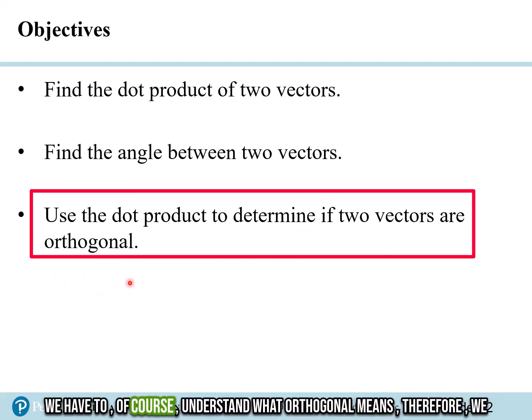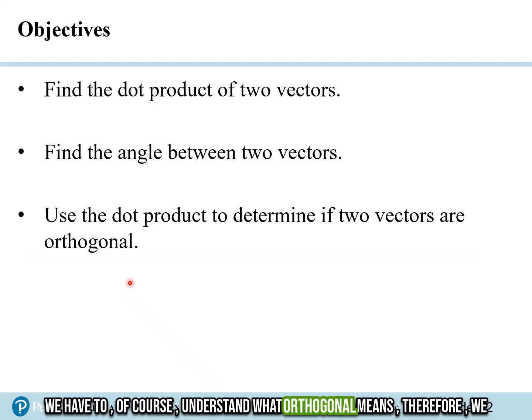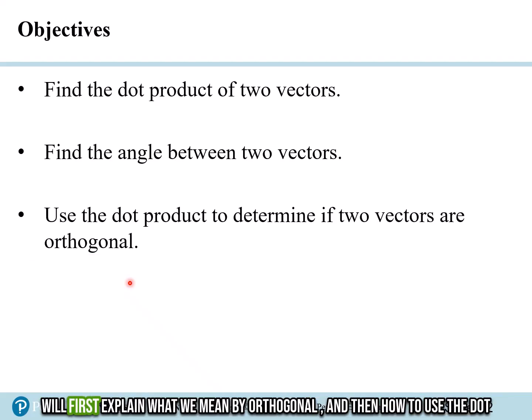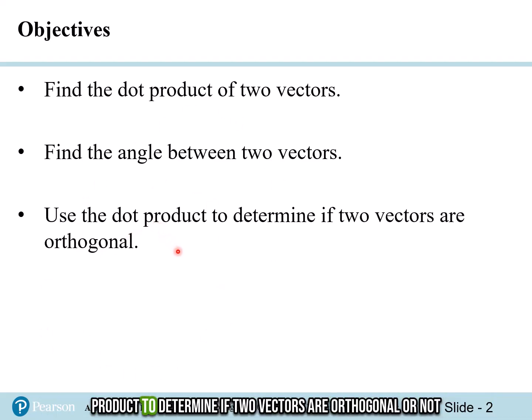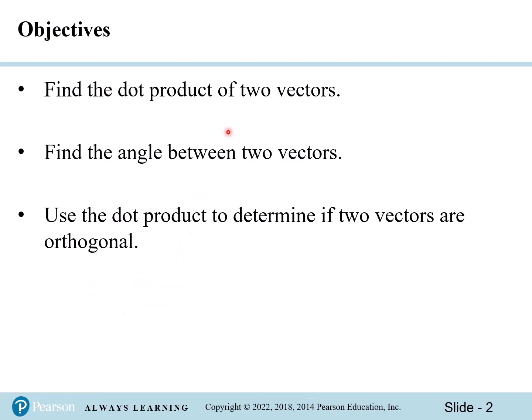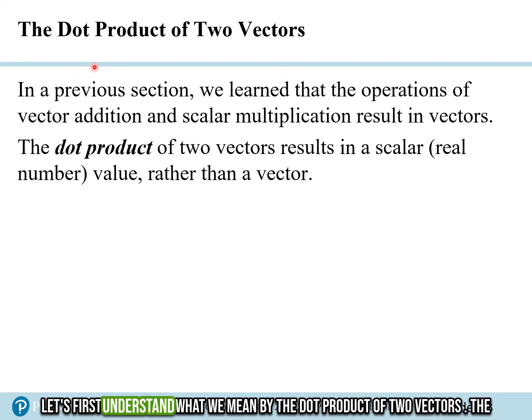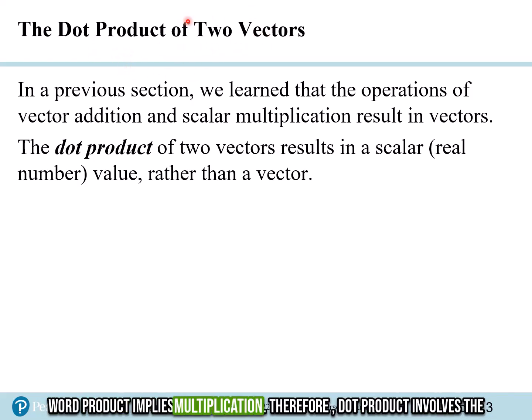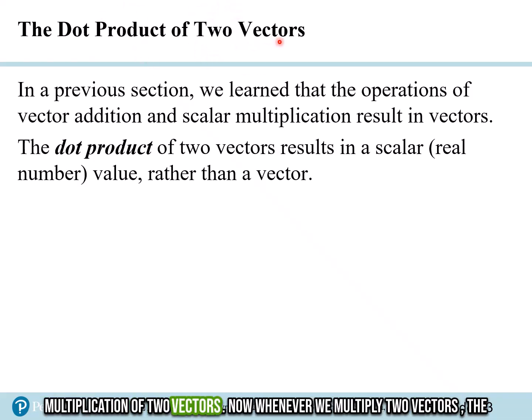We have to, of course, understand what orthogonal means. Therefore, we will first explain what we mean by orthogonal and then how to use the dot product to determine if two vectors are orthogonal or not. Let's first understand what we mean by the dot product of two vectors. The word product implies multiplication. Therefore, dot product involves the multiplication of two vectors.